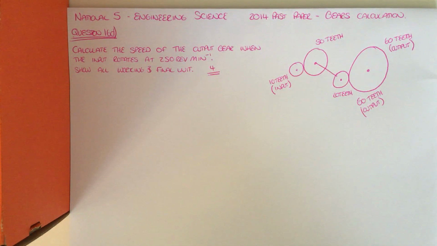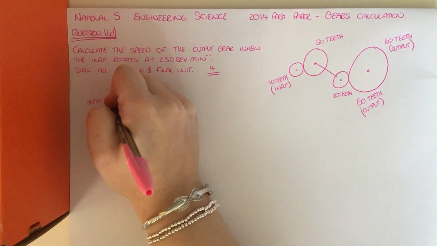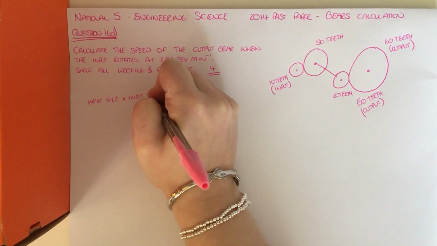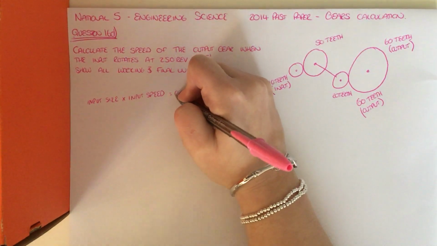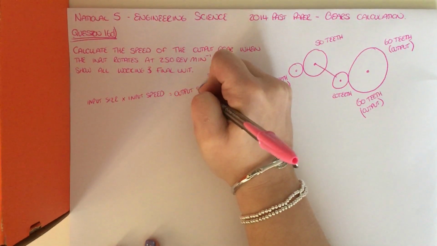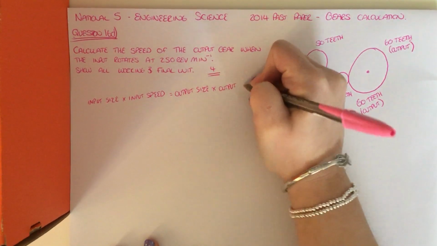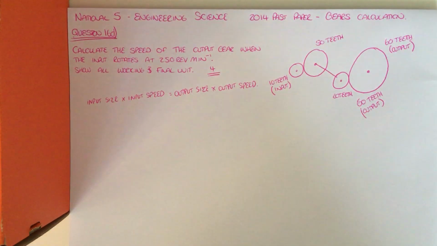When you go into the data booklet, you are given the equation: input size times input speed equals output size times output speed. Okay, that is given to you in the data booklet. So what we want to be thinking about doing is answering this question. How do we go about answering it?